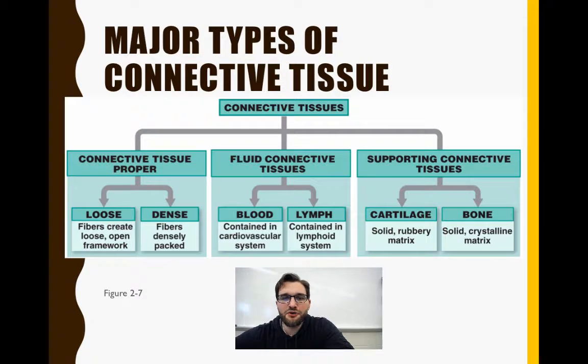There is the connective tissue proper, which includes the loose and dense fibrous material. The fluid connective tissue includes blood and lymph, and the supporting connective tissues include cartilage and bone.